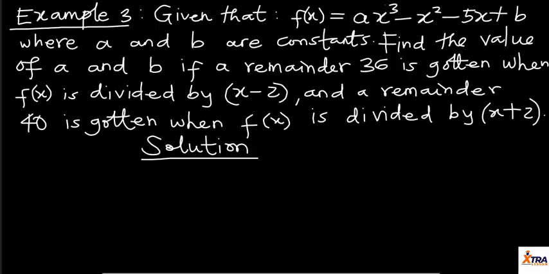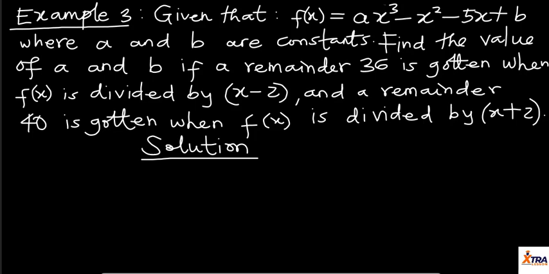Now, what we will be doing here is just applying the idea of simultaneous equations to solve a question on the remainder theorem. In this question, we are given that f of x is equal to ax cubed minus x squared minus 5x plus b, where a and b are constants.